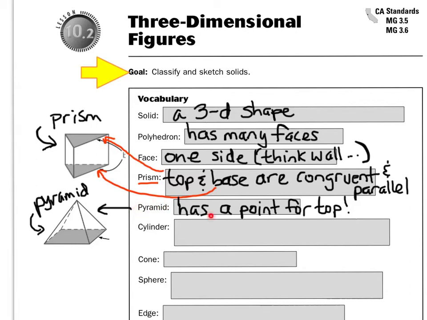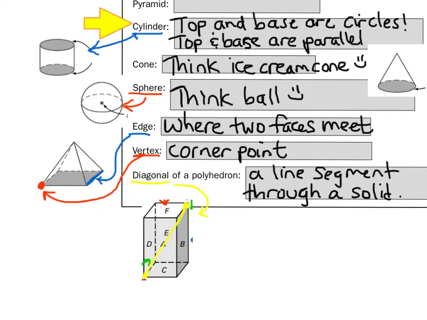Now a pyramid has a point for the top. So it has the same shape as the floor, but it has exactly a top, a point at the top. Okay, and a cylinder, you've heard this before, that's over here, and that just means that the top and the base are circles, and they are parallel. So they're congruent circles, and they're parallel. They would never touch each other. All right, and then a cone, I always like to think of an ice cream cone upside down. So here's a cone. And then a sphere just looks like a ball.